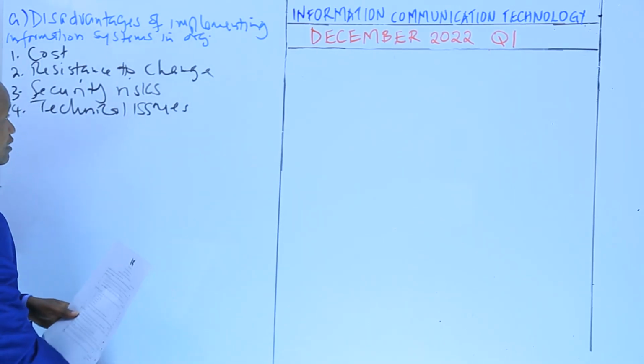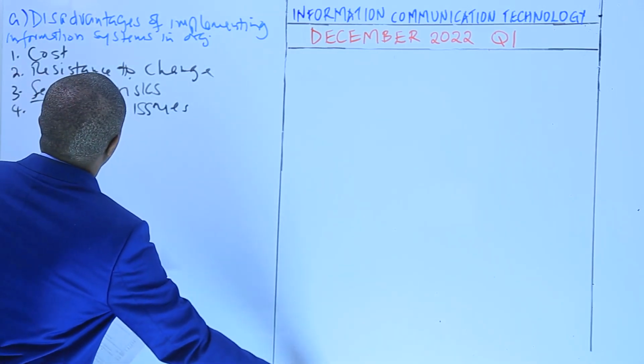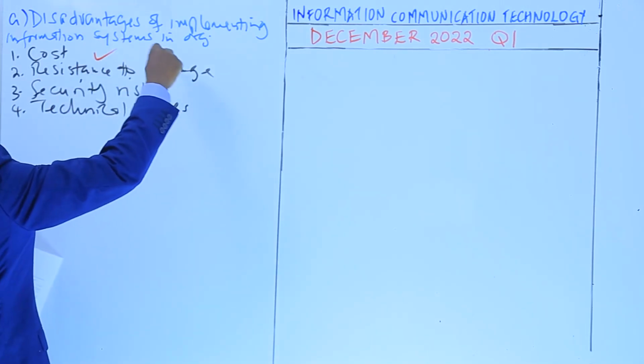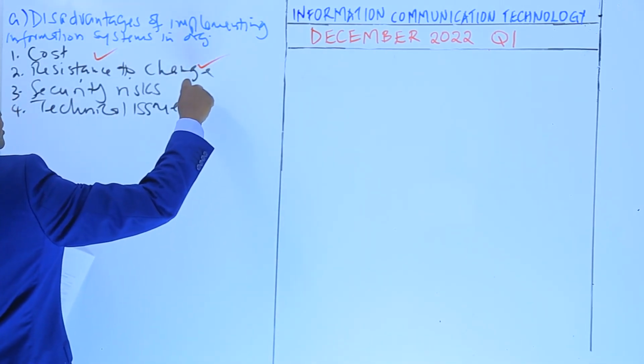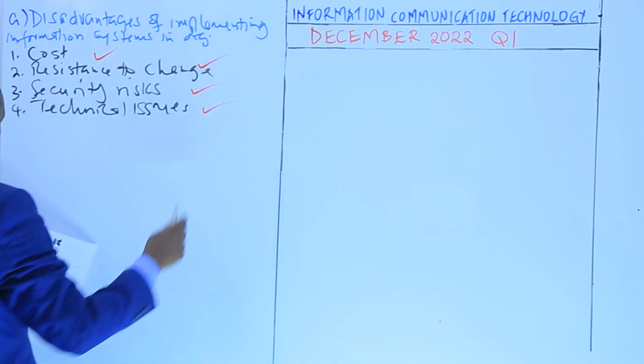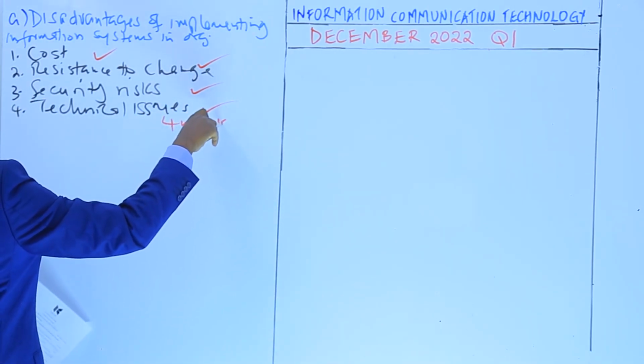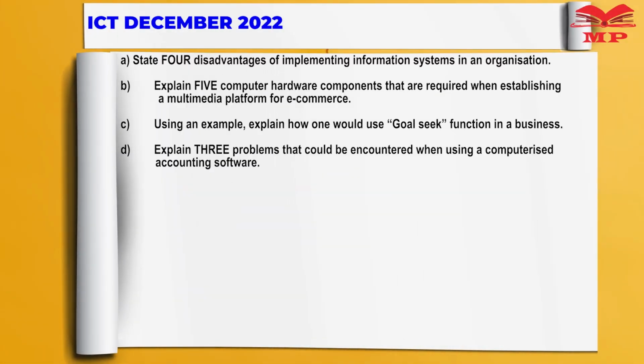So these are 4 challenges of implementing information systems. 1, cost. 2, resistance to change. 3, security risks. 4, technical issues. 4 marks. That is part 1. Part 2 reads, explain 5 computer hardware components that are required when establishing a multimedia platform for e-commerce.